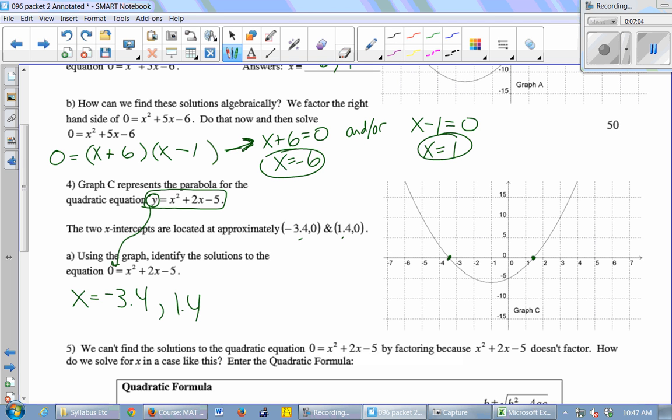Okay, but I cannot find solutions to the quadratic equation x squared plus 2x minus 5 equals 0 because it is impossible to factor x squared plus 2x minus 5. If I try to do the 2 by 2 box, it just doesn't work. Not factorable. So what do you do when something is not factorable?